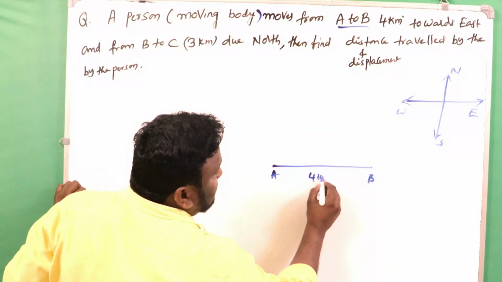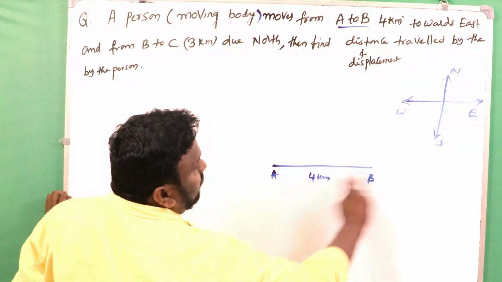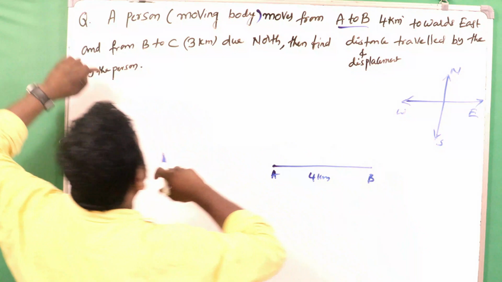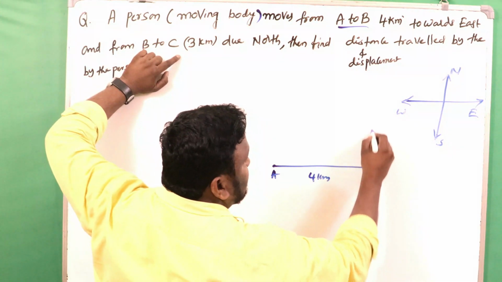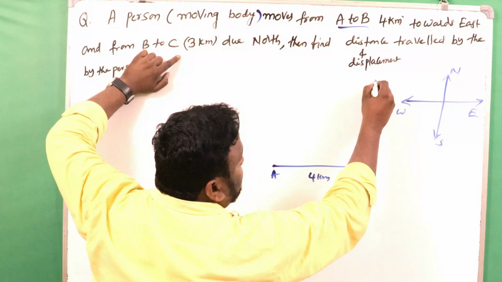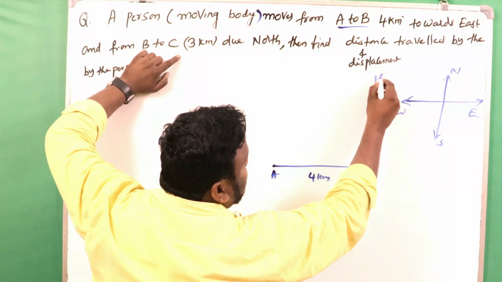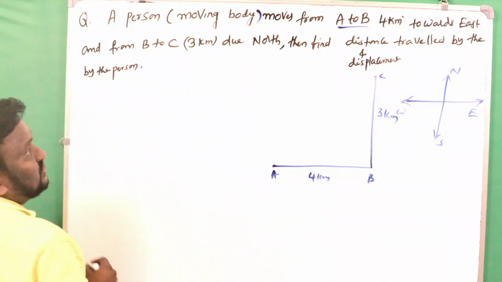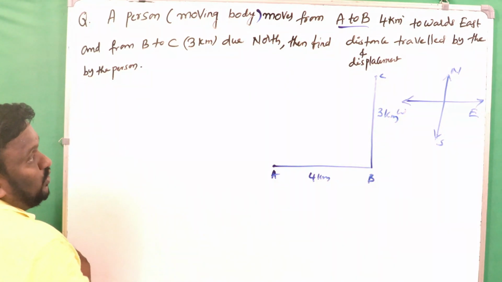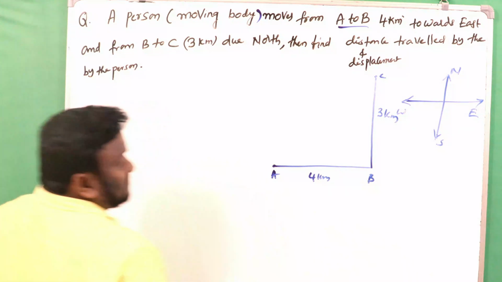This is 4 kilometers, 4 kilometers towards east, and after that 3 kilometers north. So like this, 3 kilometers. This is now C, 3 kilometers. That is the situation. Then what do you have to find out? We have to find out the distance and displacement.